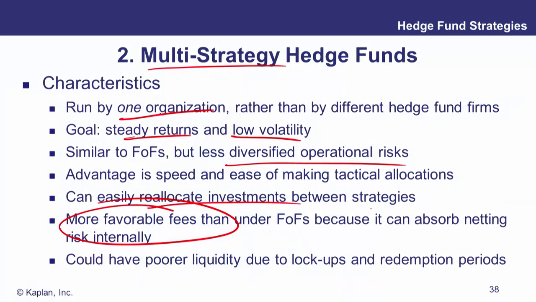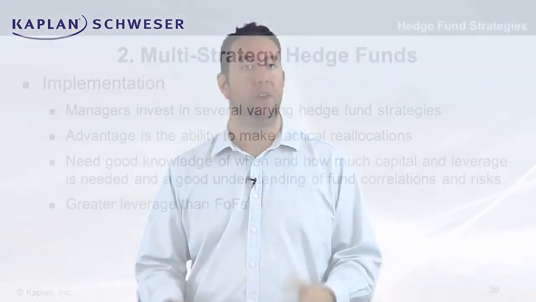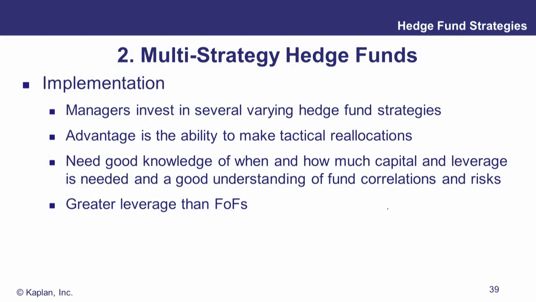It's a lot easier in-house to reallocate investments between strategies. Might end up having poorer liquidity because of stricter lockup periods and stricter redemption periods. That depends on the actual terms and conditions that are agreed. Okay, well, you probably know what's coming. How to implement it? Well, it's nice and simple. The multi-strategy manager simply invests in different hedge fund strategy techniques. They can very easily make tactical reallocations, switching from strategy 1 to strategy 2.